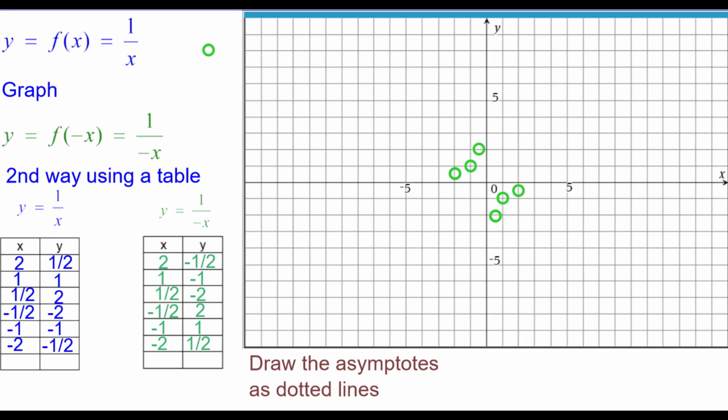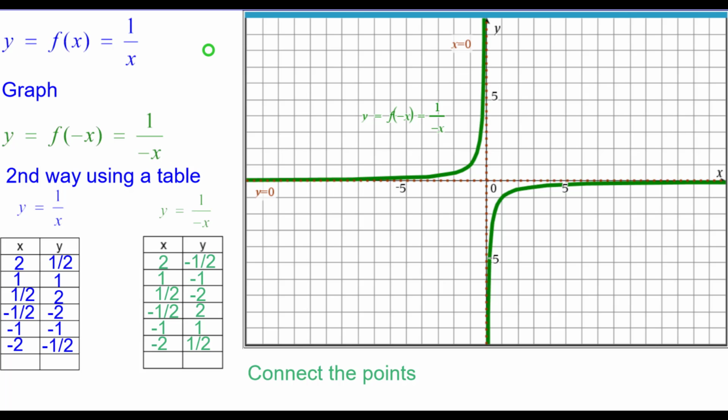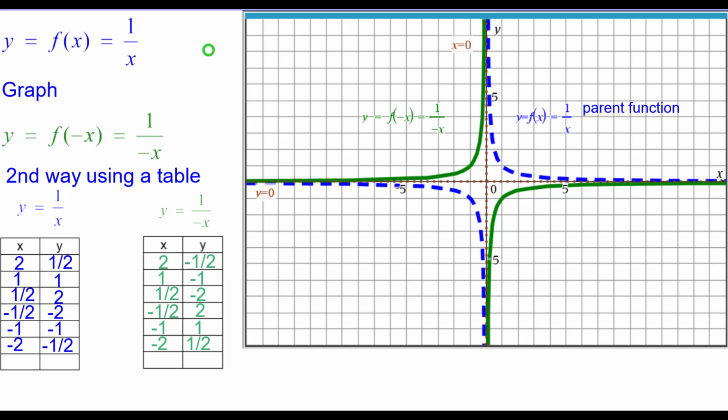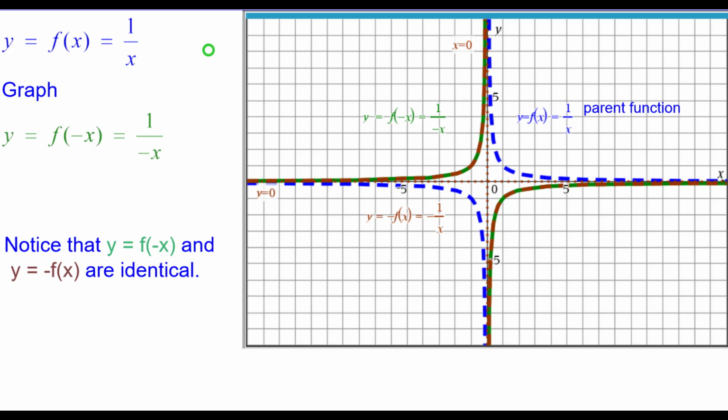Draw the asymptotes, the boundary lines for the curve, and connect the points. Compare that to the parent function. You can see that those are not equal. Bring in y equals the opposite of f of x, and you can see that those 2 are identical. The green and the brown ones are identical, and that makes the reciprocal function an odd function.